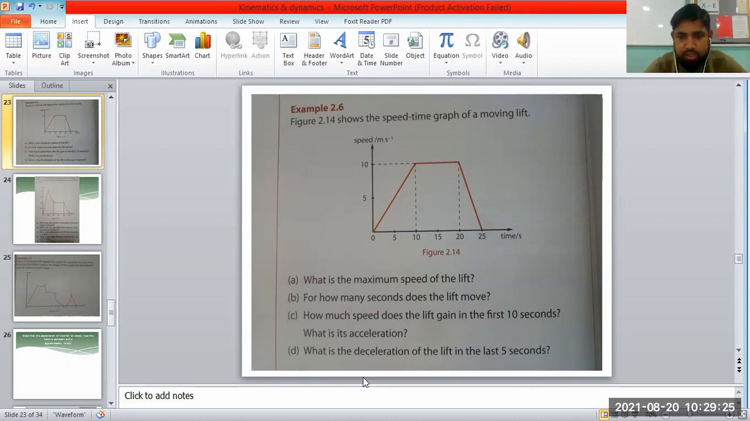What is the deceleration of the lift in last 5 seconds? So that will be 10 upon 5, that will be 2 meters per second square. So you should be solving it yourself using the formulas and putting in the appropriate units. I am covering it at a larger pace, but you must be solving it.